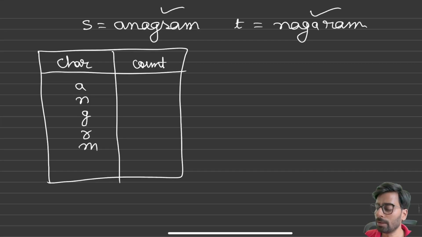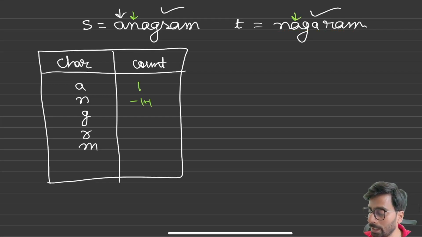So let's say first we got A, so we will increase the count by 1 here, and here we got n, so we will decrease the count of n by 1. Here we got n, so we will increase the count by 1. And here we got, okay, n is done.